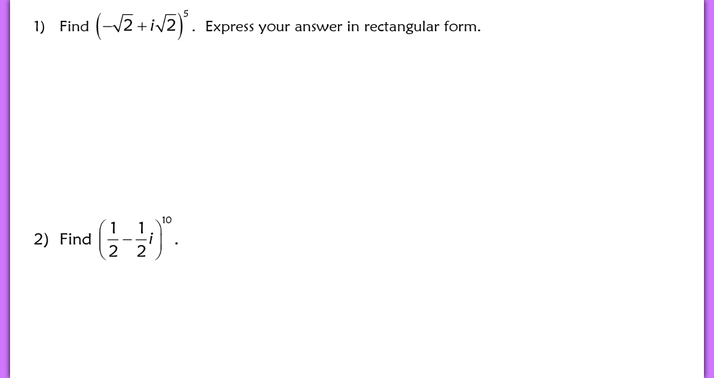Now, in order to use DeMoivre's theorem, we have to write that complex number in cis form instead of rectangular form, so I'm going to find r and theta. So r is going to be found by taking the square root of negative root 2 squared, so 2, plus root 2 squared, another 2. So I'll get r is equal to 2.